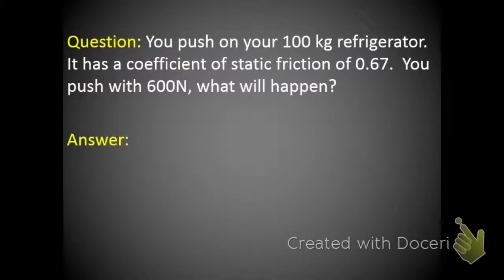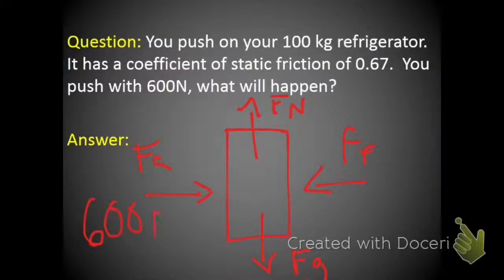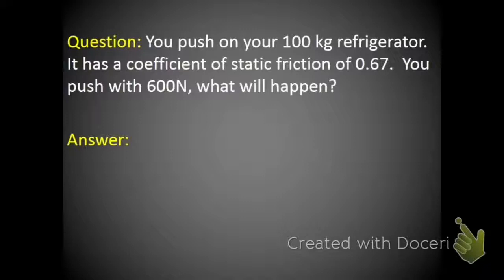Here's another sample problem. Say you push on your 100 kilogram refrigerator. It has a coefficient of static friction of 0.67. You push with 600 newtons, what will happen? So here we've got a normal force, a gravitational force, an applied force, and a frictional force. And the question is, if I'm pushing with 600, what happens? Does it move? Does it accelerate? Does it not move? Really, what it's asking is, is 600 newtons enough to overcome static friction?